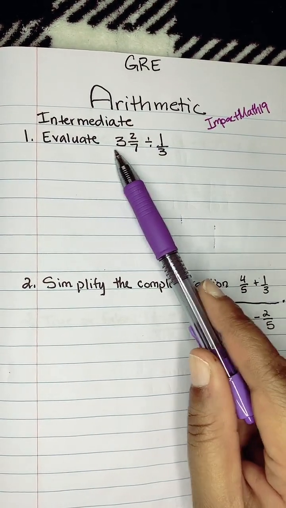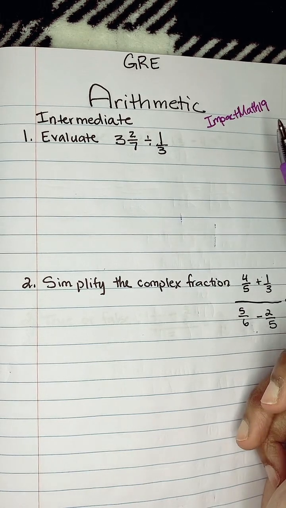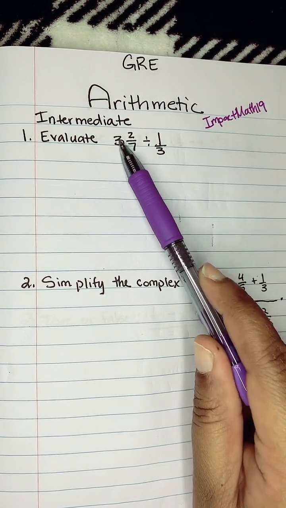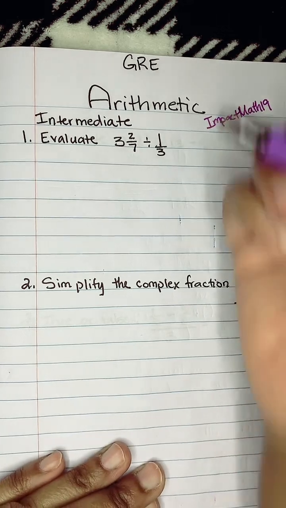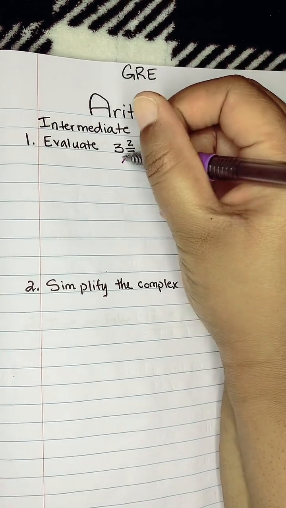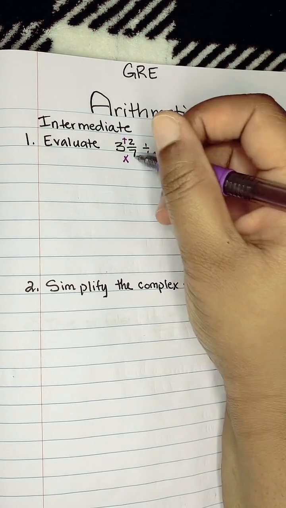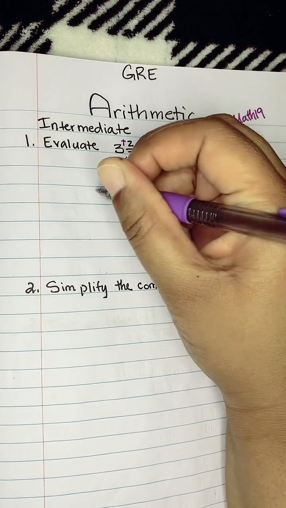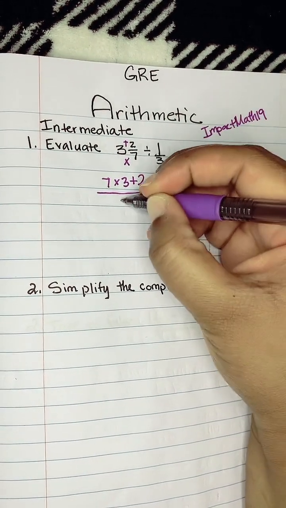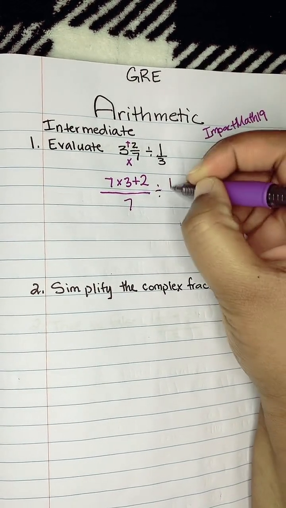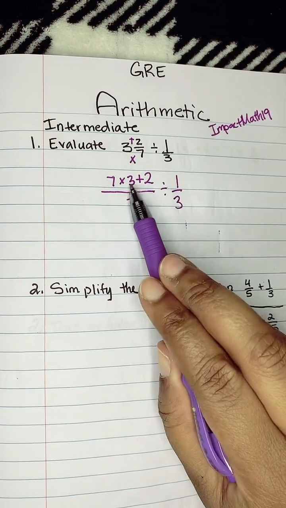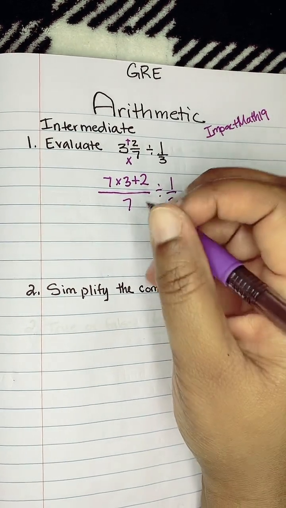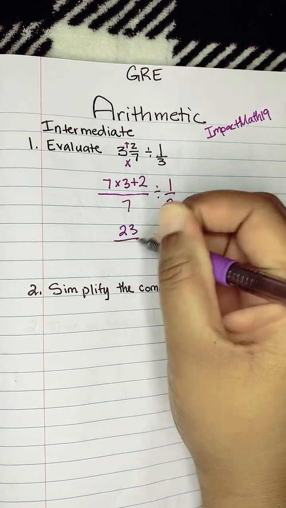So evaluate 3 2/7 divided by 1/3. Okay. So what we have to do here is change this to an improper fraction. So we're going to multiply and then add. We're going to do 7 times 3, and we're going to add 2. And then you divide that by whatever you're dividing by, which is 7 in this case. And we're going to drop down divided by our 1/3. So 7 times 3 is 21. Plus 2. 21 plus 2 is 23 over 7.